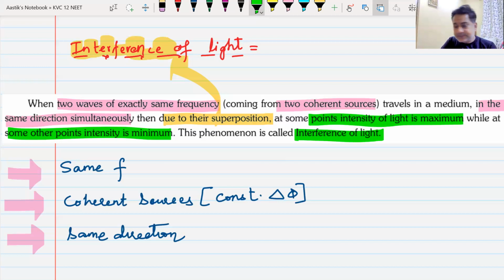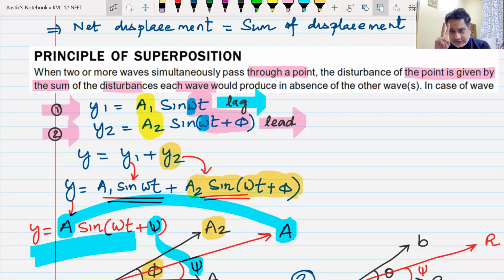Okay, that phenomenon is known as interference of light. Now, if I take you back to that thing that we had done, we had taken two waves. The omega of those waves were the same. The amplitudes were slightly different, and the phase difference was constant. So basically we had done the superposition of two waves coming from coherent sources, traveling with the same frequency in the same direction. So whatever we had done there was actually interference. Only these types of waves can undergo interference. So whenever we talk about interference, we again talk about the same thing. I will write it again.